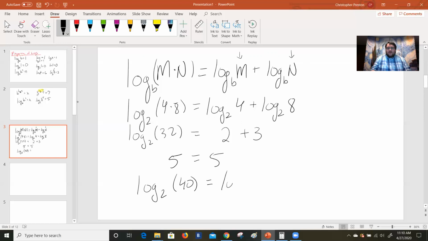Well, you can say that's log 2 of 8 plus log 2 of 5, right? Because 40 is 8 times 5. The power of 2 that would give you 8 would be 3. And the power of 2 that would give you 5 is log 2 of 5. It doesn't break down. So we can split numbers up using this property to reduce them or simplify them. That's one of these properties.